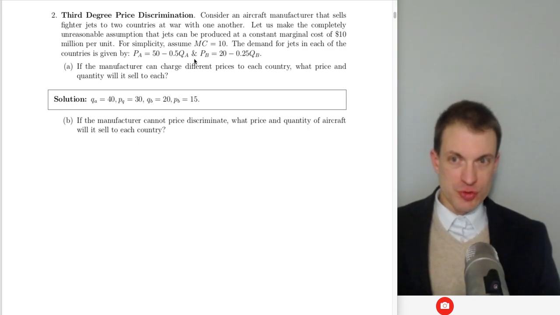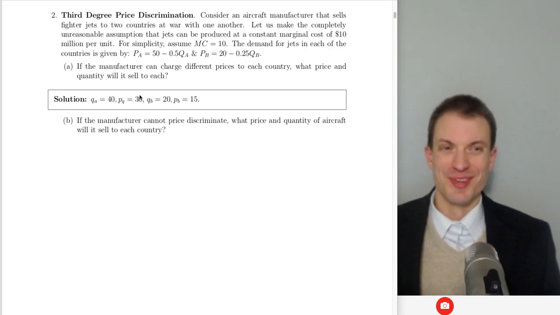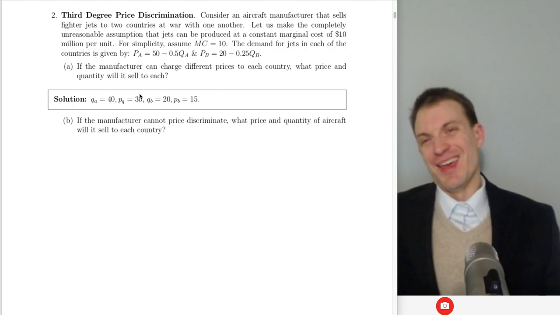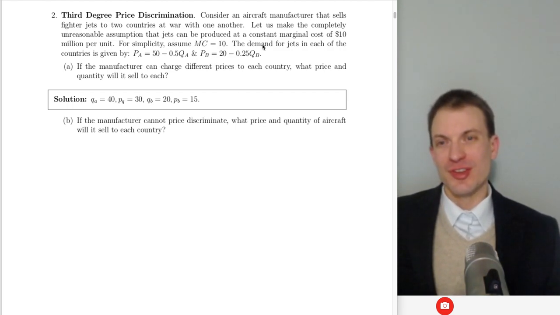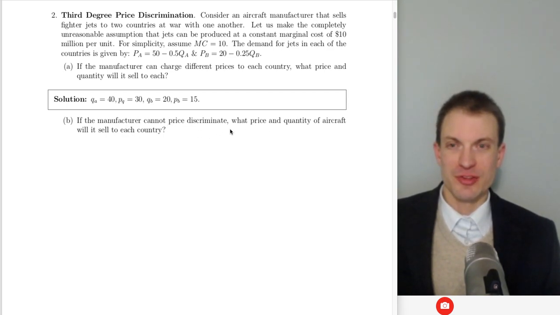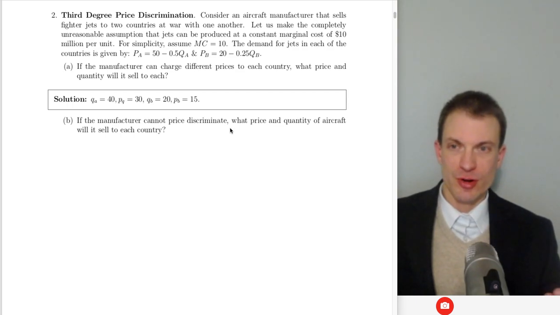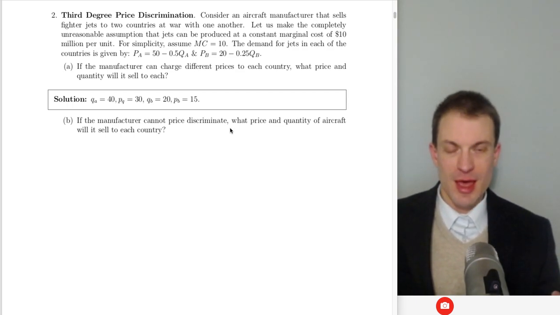Okay, so the first one, we're just going to find where marginal revenue equals marginal cost in these two markets. Find the quantity and then find the associated price. And then we're going to pool these together to get a single market for when price discrimination wasn't possible. Sorry, I forgot to mention the reason why you can just take the same vertical intercept and twice the slope. I explained that in some of my other videos dealing with third-degree price discrimination.